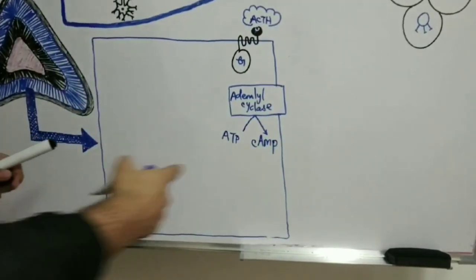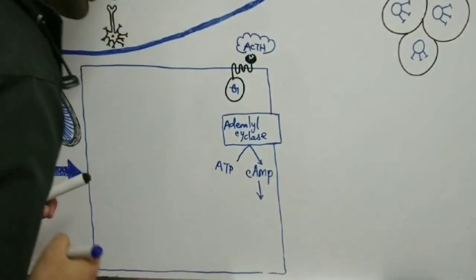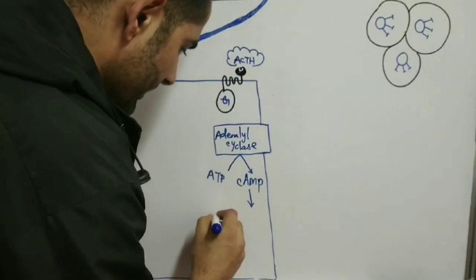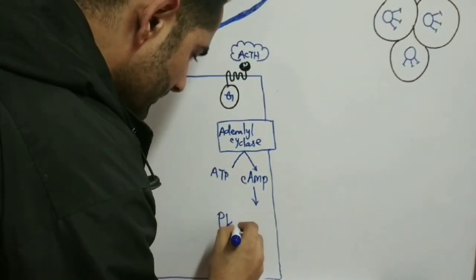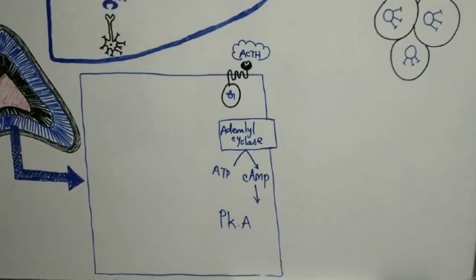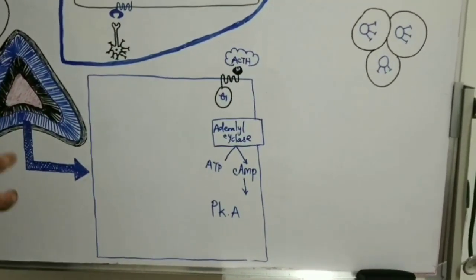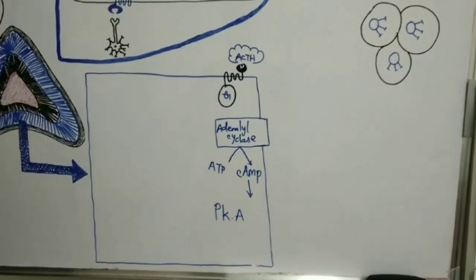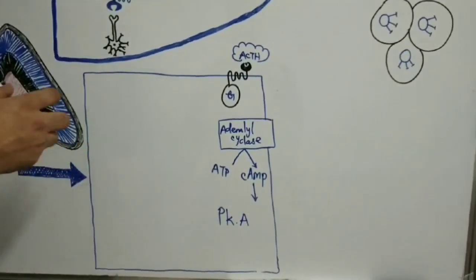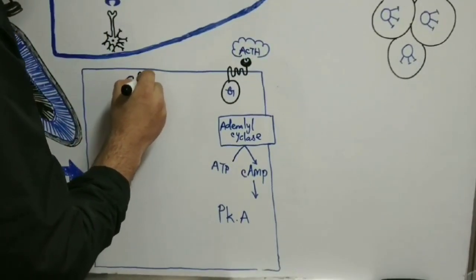Now this cyclic AMP, what is it going to do? It activates another protein known as protein kinase A. Now, first of all, I have told you this is the cell of the zona fasciculata. Cortisol is a steroid hormone, so it should be synthesized from cholesterol. Now I will show you here one cholesterol molecule. Suppose here is the cholesterol.